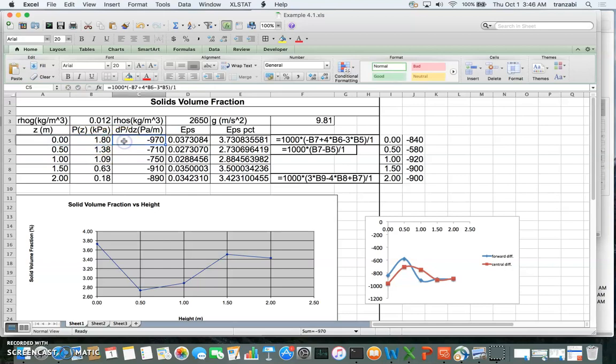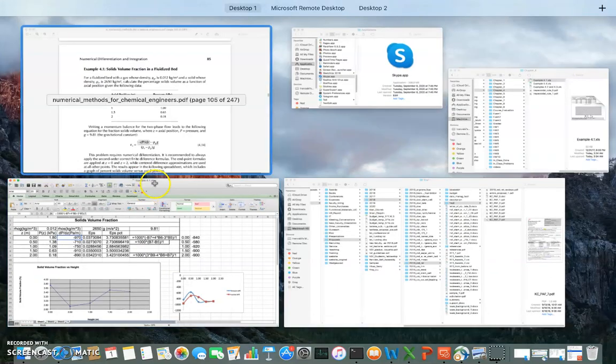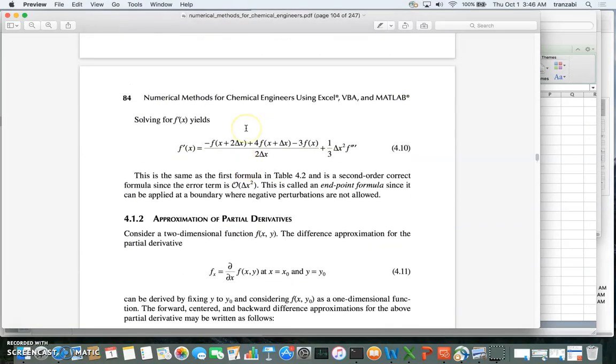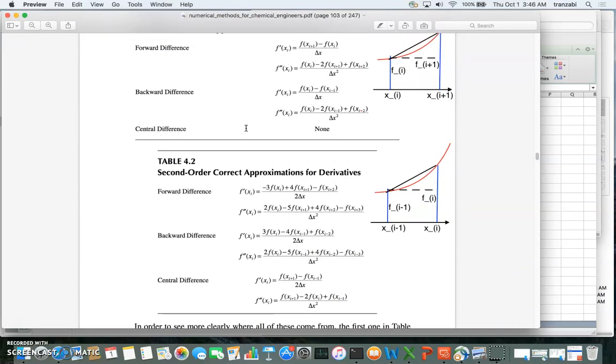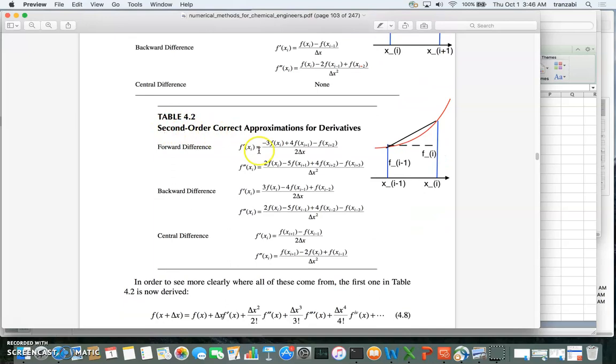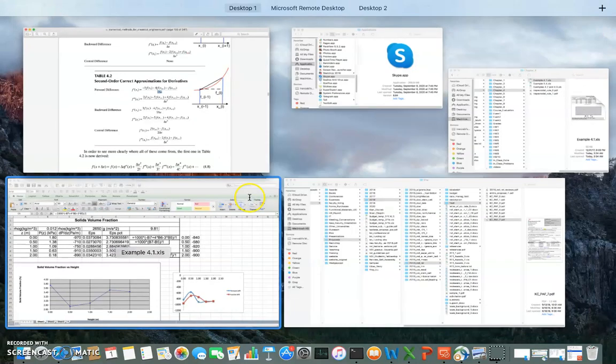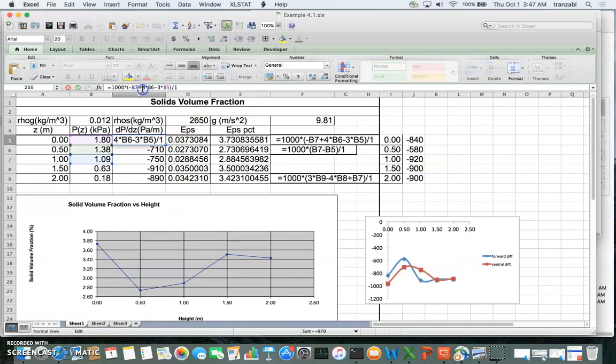Now for this one, we can use forward difference with second order approximation. If you look at the textbook, that table on page 83, we're going to look at forward difference, and second order approximation. So it's going to be minus 3 times the function at the current point, plus 4 times the function at the next point, and then minus the function at the next next point, divided by 2 del x, and that's exactly the same thing here.